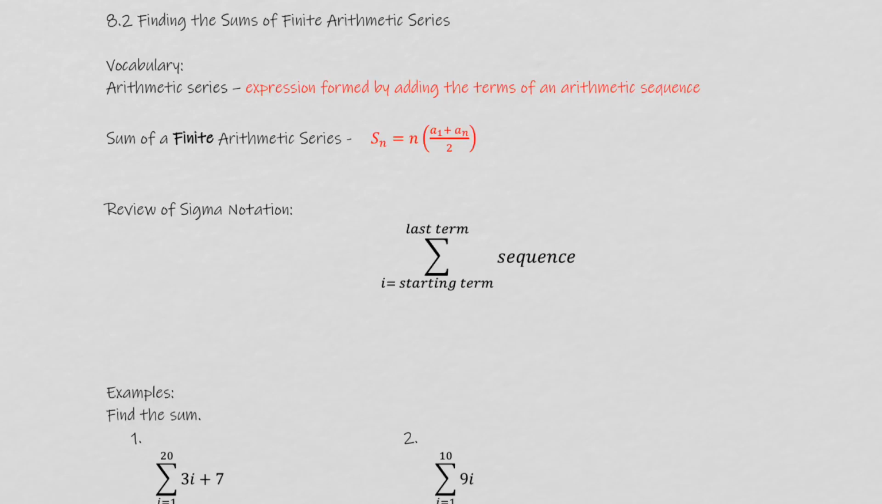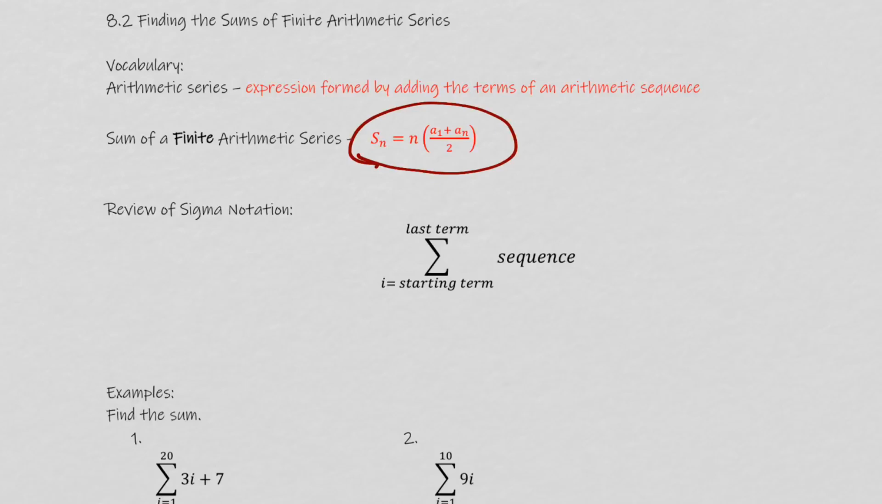So remember, the arithmetic series is an expression formed by adding the terms of an arithmetic sequence. So you just add all the terms in the sequence together and you get a sum. The sum of a finite arithmetic series equals this equation. Okay? So the sum with a sub n means the sum of that many terms is the number of terms times the average of the first and last term. So it's n times parentheses, a1 is the first term, plus an, which is the very last term in the sequence, and it's all divided by 2.